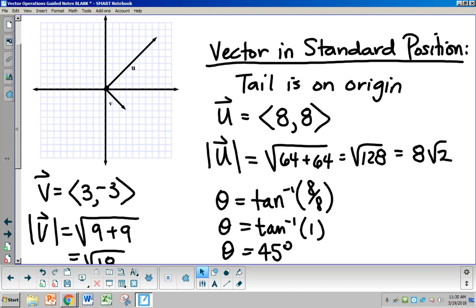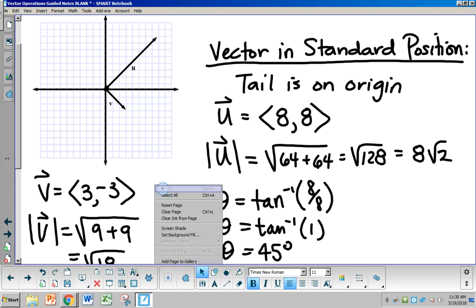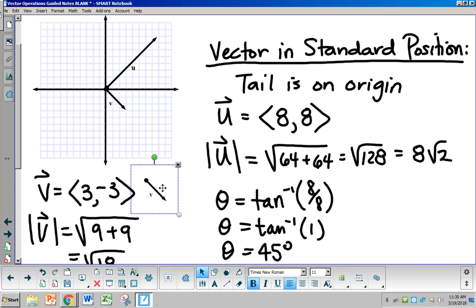Why are we moving them? To add them. Oh, combine, add them. Oh, we had to put it tip to tail. Okay. Now, do they have to be in standard position to add them? No, they don't.